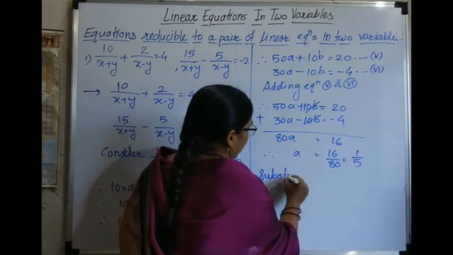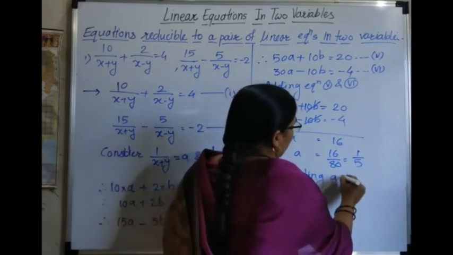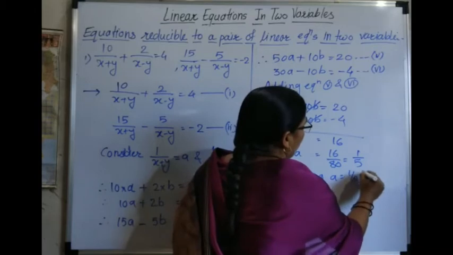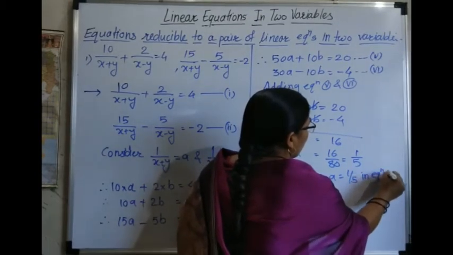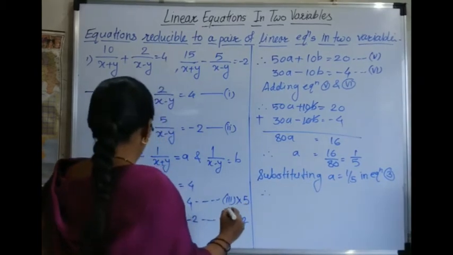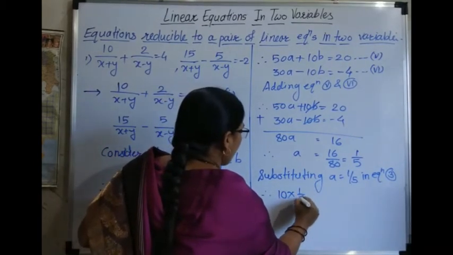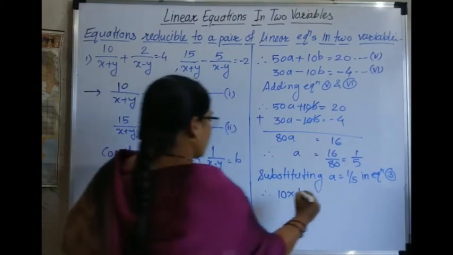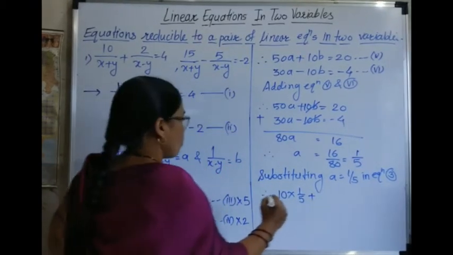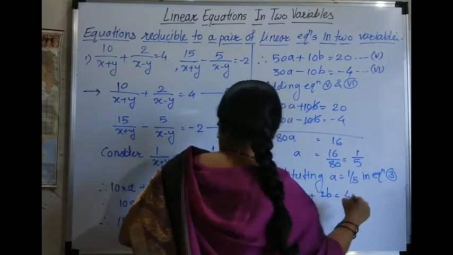Substituting a is equal to 1 upon 5 in equation 3. Therefore, equation number 3 is 10a, 10 into value of a, which is 1 upon 5, plus 2b. It will come as it is equal to 4.